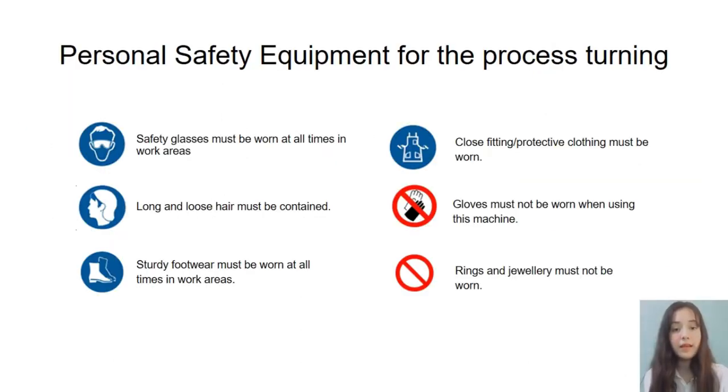My name is Valeria and I am going to talk to you about the personal safety equipment for the turning process. The personal safety equipment is a thing whose main objective is to prevent accidents that could alter the health of workers in the performance of any work activity. So some recommendations to prevent risks in this process are: safety glasses must be worn at all times in the work area. Long and loose hair must be contained.